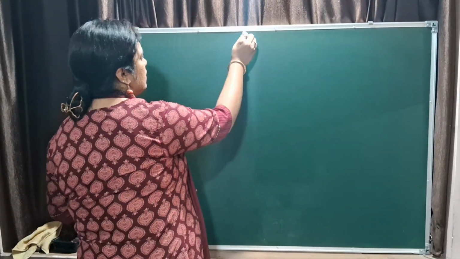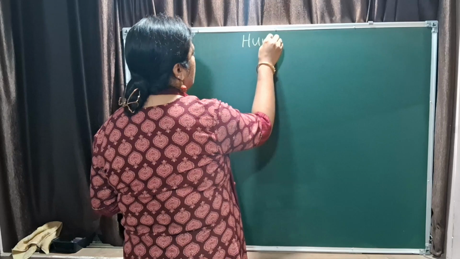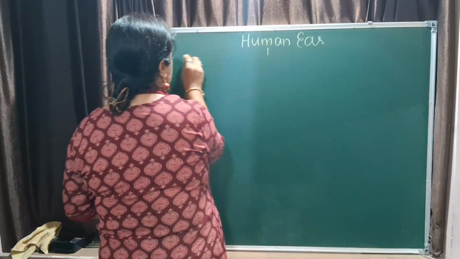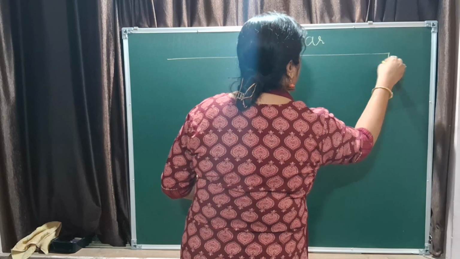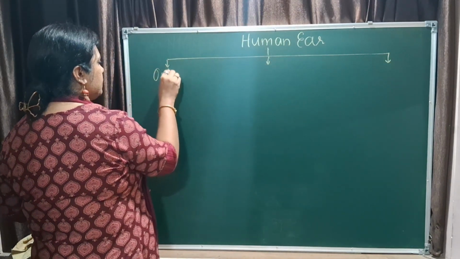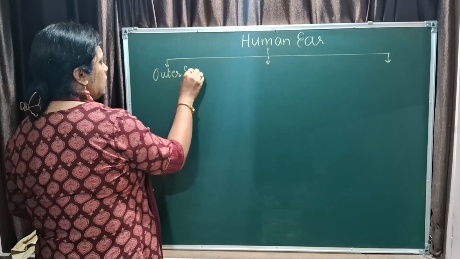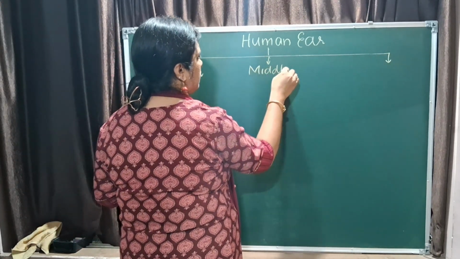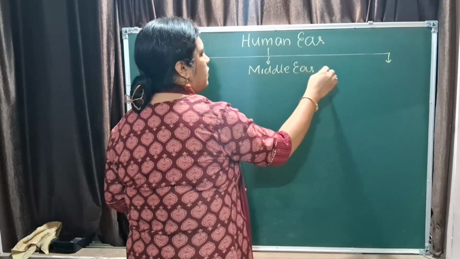Now, we will talk about the ear, the human ear. What is important in the human ear is the different parts of the ear. The human ear is basically comprised of three main parts. What are those? The first one is the outer ear, the middle ear, and the inner ear.